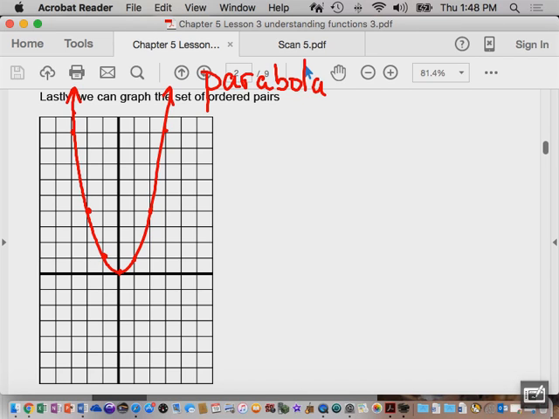All right, parabola. That's what that shape is called. And here's the thing: you always get a parabola when the highest exponent is squared. Anytime you see the highest exponent squared, your shape is always going to be a parabola. Another name for this is quadratic. Quadratic. It is not linear.